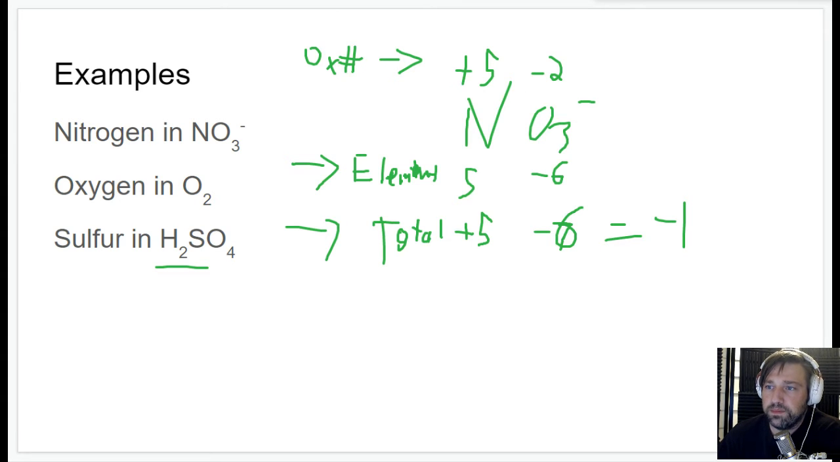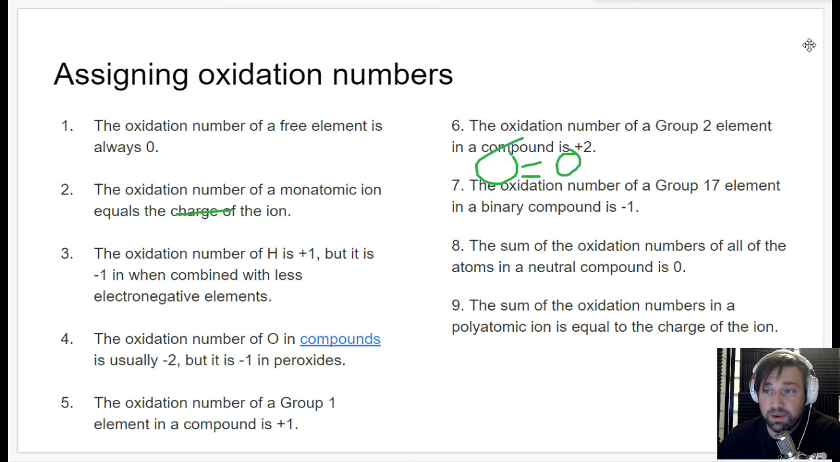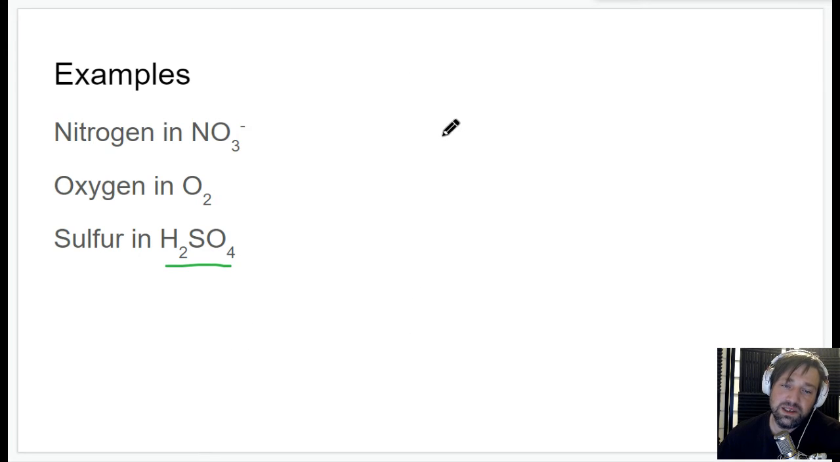Next one, oxygen in O2. I'm going to draw out my Lewis structure of O2. There's my Lewis structure. Here's the thing. This is elemental oxygen. This is how oxygen is. It's one of those diatomic molecules. And if you remember, the oxidation number of a free element is always 0. So in this case, it's going to be 0. Done.